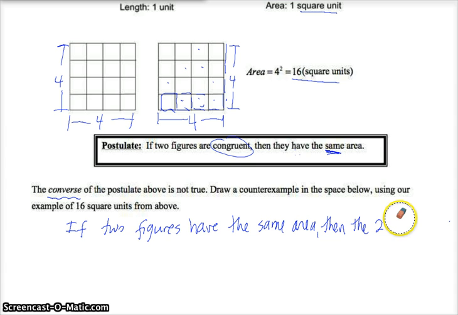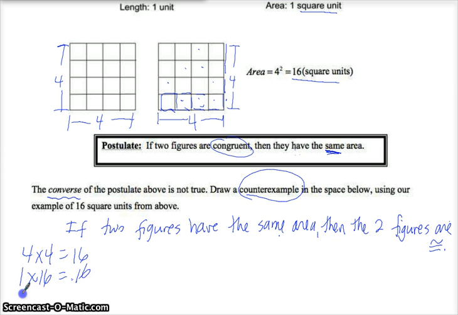So is that true? So obviously it's not, because it says draw a counterexample in the space below using our example of 16 square units. So can we make something that has 16 square units but is not the same figure? Well, sure. Hopefully you're like, ding, yes, light bulb went off. We can multiply 4 by 4 to get 16. We can multiply 1 by 16 to get 16. We can multiply 2 by 8 to get 16. And then, of course, we can do all kinds of decimals and fractions multiplied together to get 16.